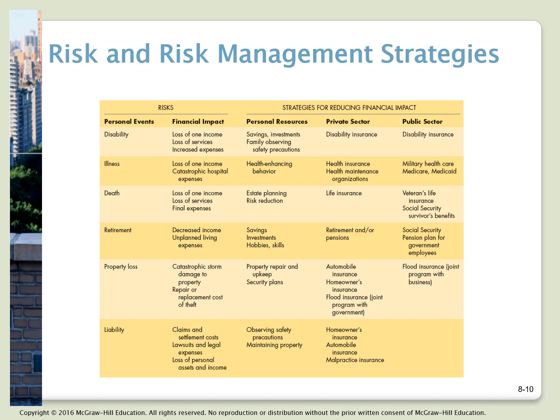There are different types of insurance out there. For disability, again, physical loss, we're talking about loss of income, services, and increased expenses. Personal resources employed would be savings, investment, family, and observing safety precautions. Private sector disability insurance. There's private sector and also public sector disability insurance, meaning insurance set up to protect against that loss, becoming disabled. Illness, catastrophic illness, health insurance, and so on. On the private sector side, health insurance, and on the public sector side, military health care, Medicare, and Medicaid.